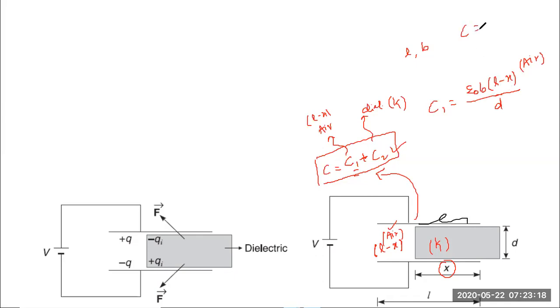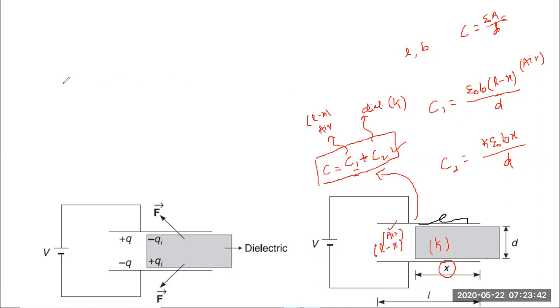I have used the general formula known to us, students, epsilon naught A by d. In place of area, I have taken length into breadth. That's it. I have not done anything magic here. It is within our control only. Next, C2 is the capacitance with the dielectric. Like this you can write: C2 as K epsilon naught b into x by d.